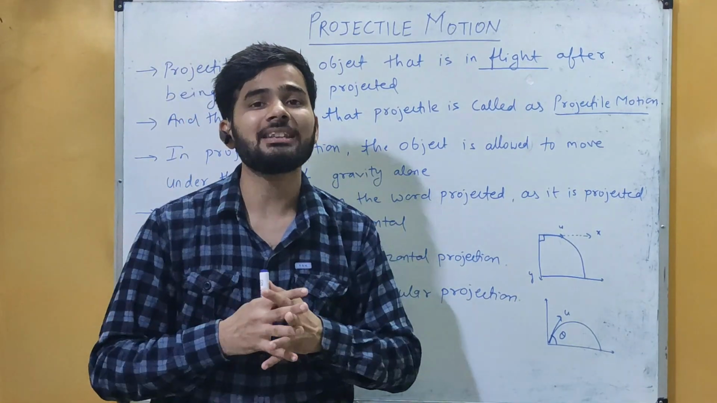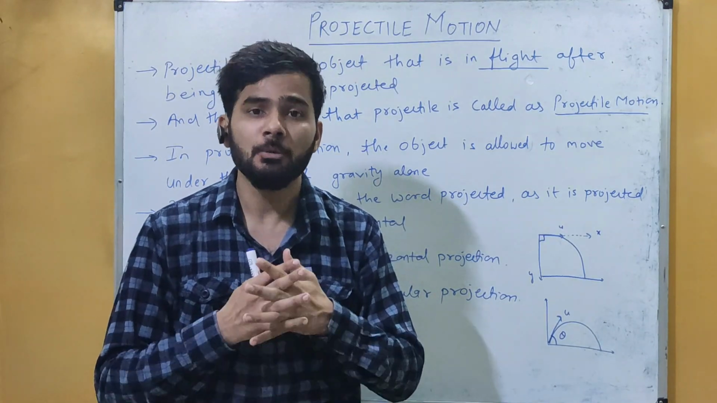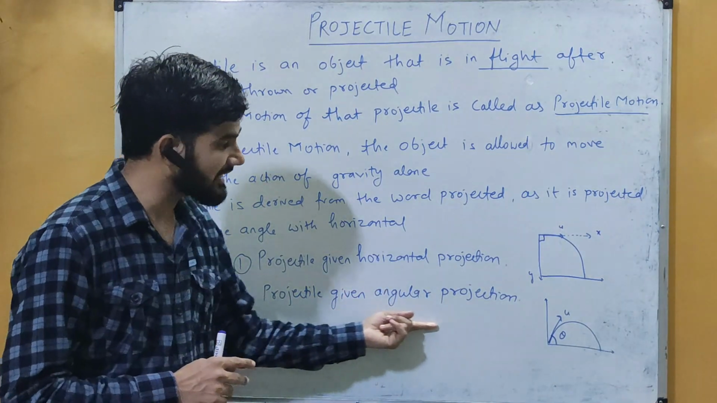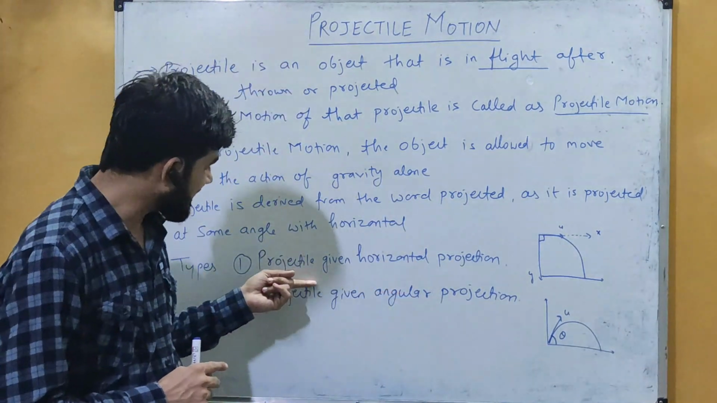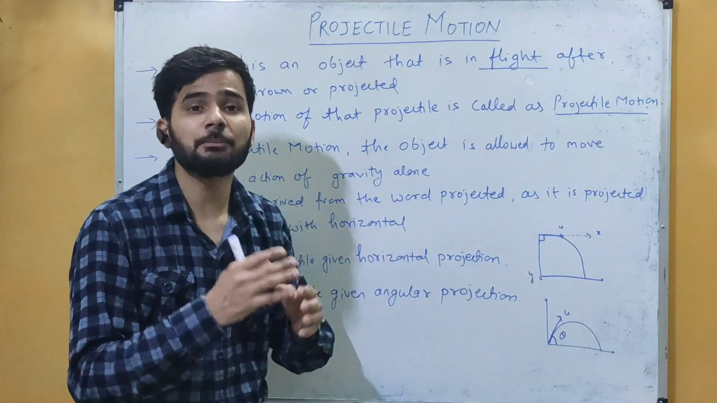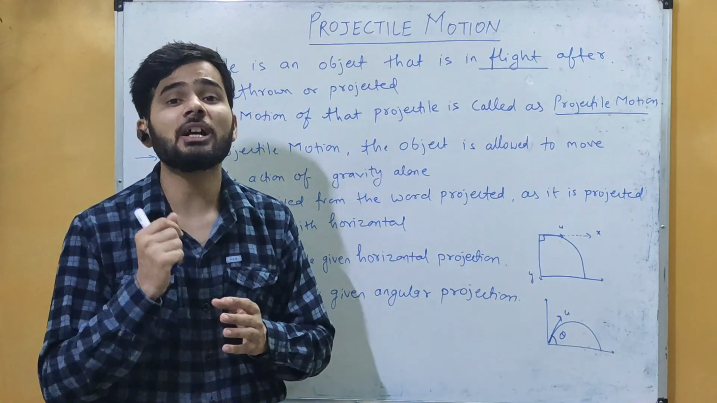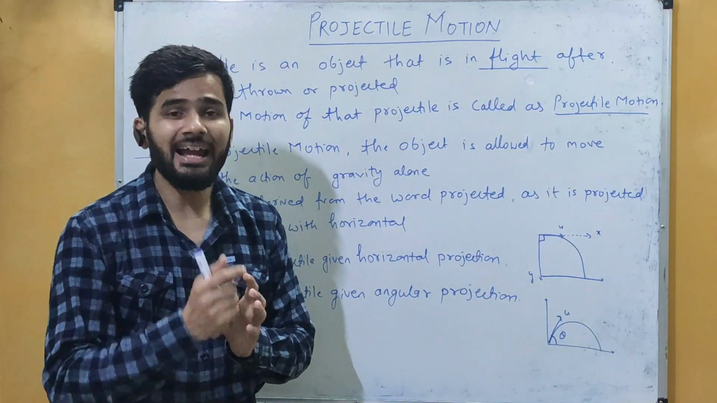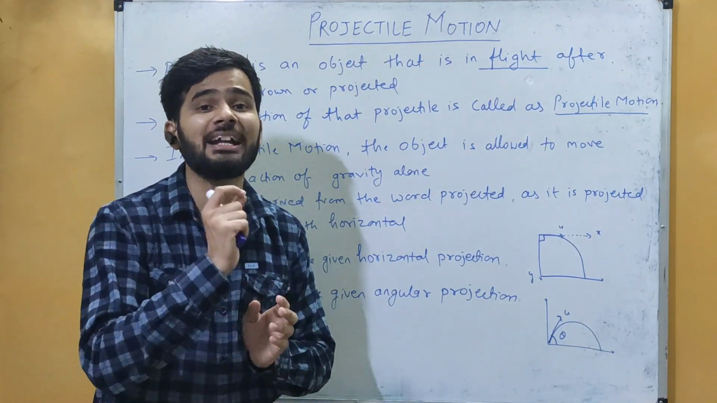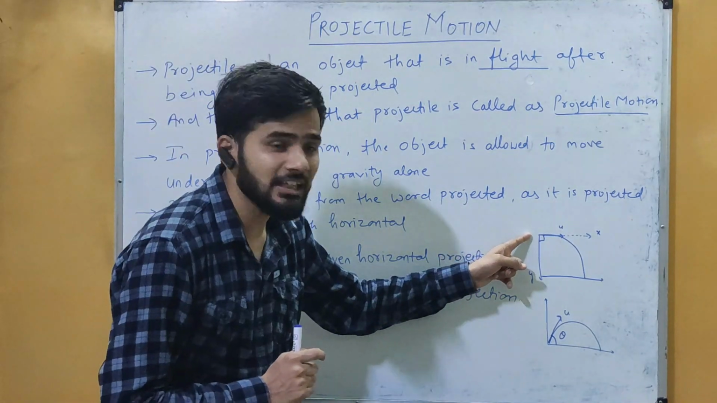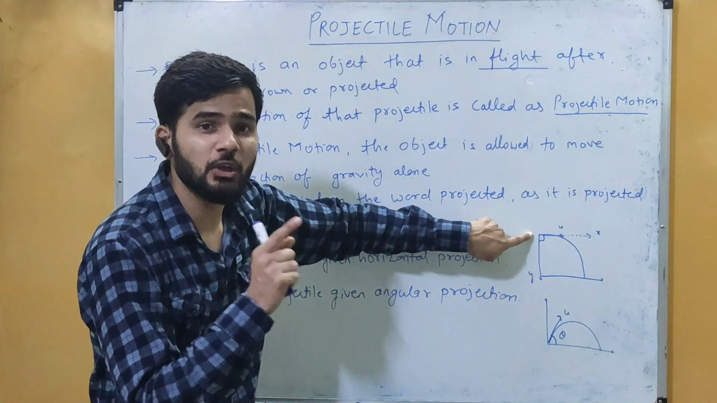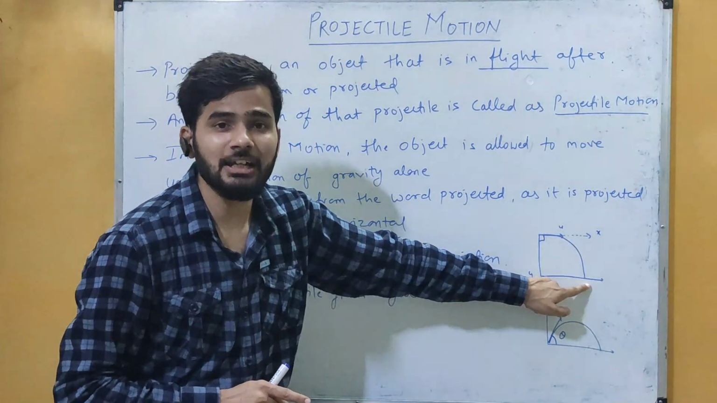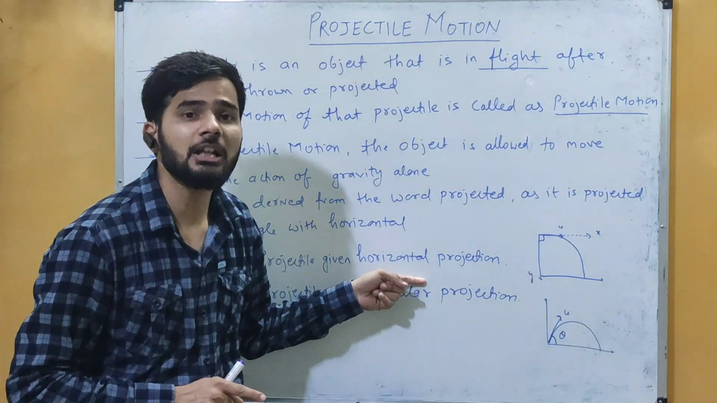Now here, based on that angle, we have two different types of motion. The first one is the projectile given horizontal projection, and second is the projectile given angular projection. Now in the projectile given horizontal projection, suppose you are on the top of a building and you are throwing any object in the forward direction and that moves to the ground. And in that case, you are making an angle of 0 degree with the horizontal. As you can see here, you are standing at this point and you are throwing the object in a straight direction with some velocity u, and then the object moves to the ground. So such kind of motion is the horizontal projection.